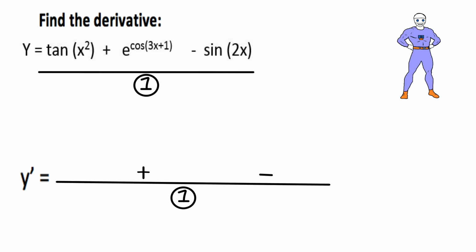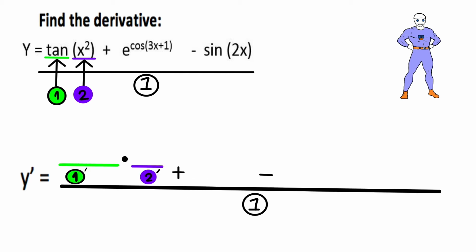The other case we have in this problem is a function embedded in another function, like tangent x squared. To solve this, we label the outermost function 1, in this case tangent, and then label the second function 2, which is x squared. And the solution of this will be the derivative of the first function multiplied by the derivative of the second function. So we will take the derivative of tangent, which is secant squared, multiplied by the derivative of x squared, which is 2x.